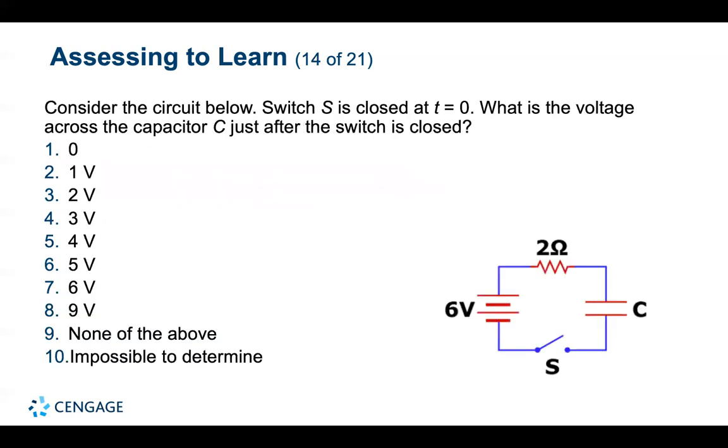Consider the circuit below. Switch S is closed at t equals 0. What is the voltage across the capacitor C just after the switch is closed? And the answer is 0.